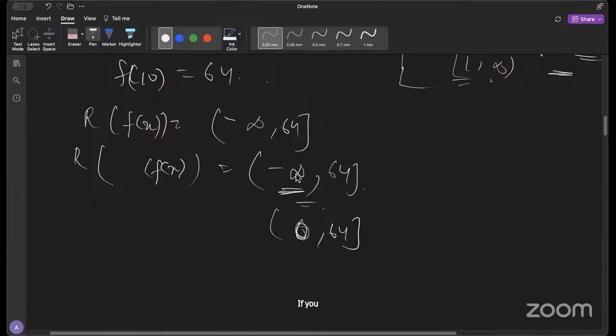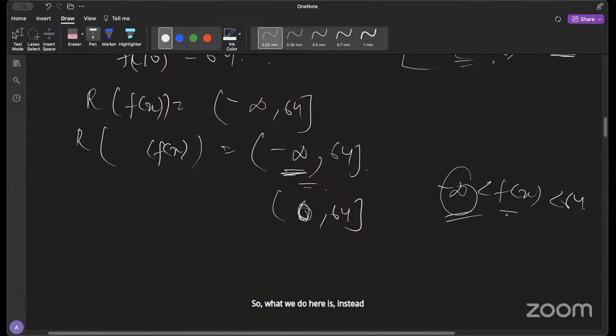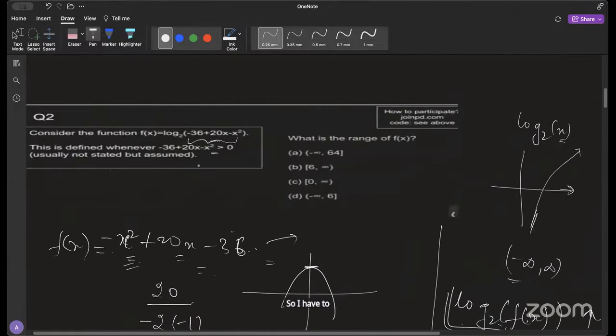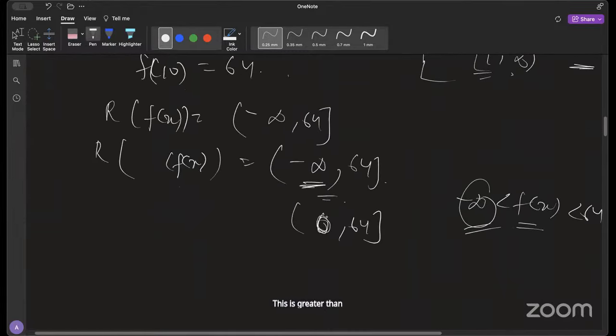If you apply log here, you can't apply it to negative values. So if your f(x) lies between minus infinity and 64, you can't apply log on this end. So what we do here is restrict the range from 0 to 64, and that's the hint also here. We need to make sure that this is greater than 0. So let's take the range from 0 to 64 to make this function greater than 0.